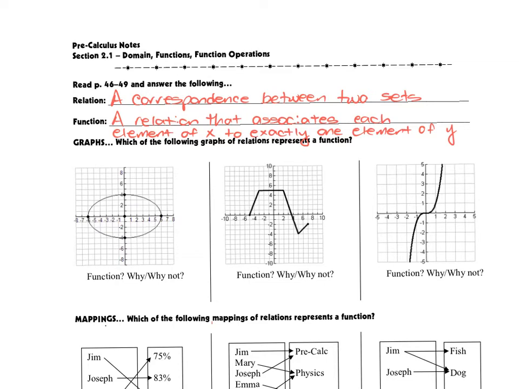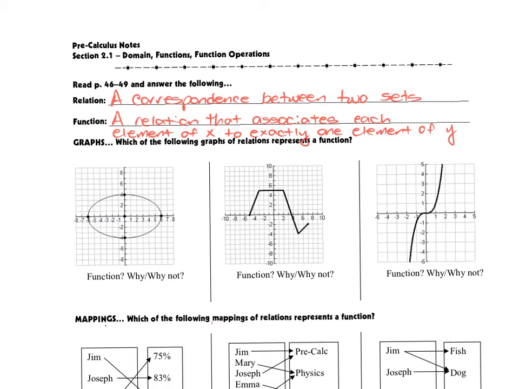So the first one is a relation, and we define that as a correspondence between two sets. A function is going to be a relation that associates each element of x to exactly one element of y. Now, those definitions might seem a little bit complicated and a little bit mathy for you, but we're going to break those down, and I think that they really will make sense to you. So the first thing to notice is that functions are relations.